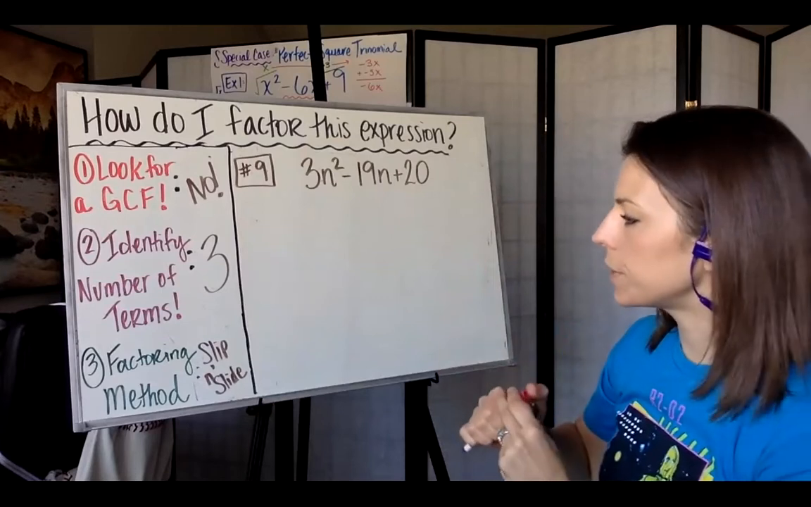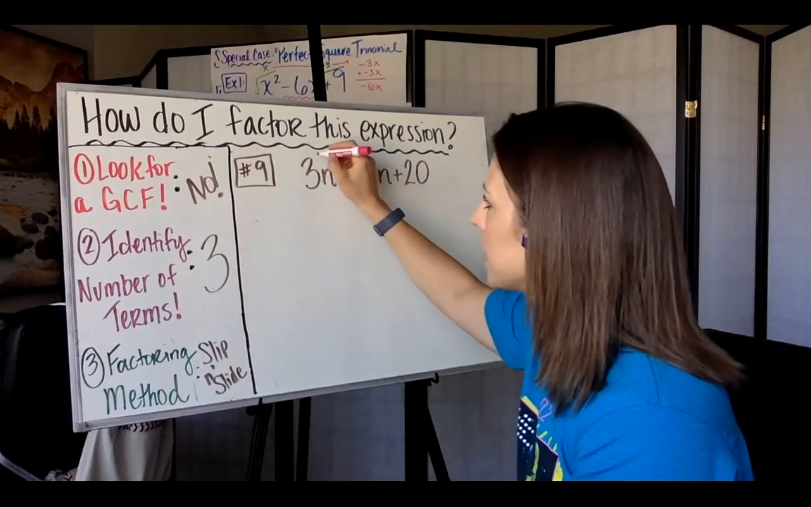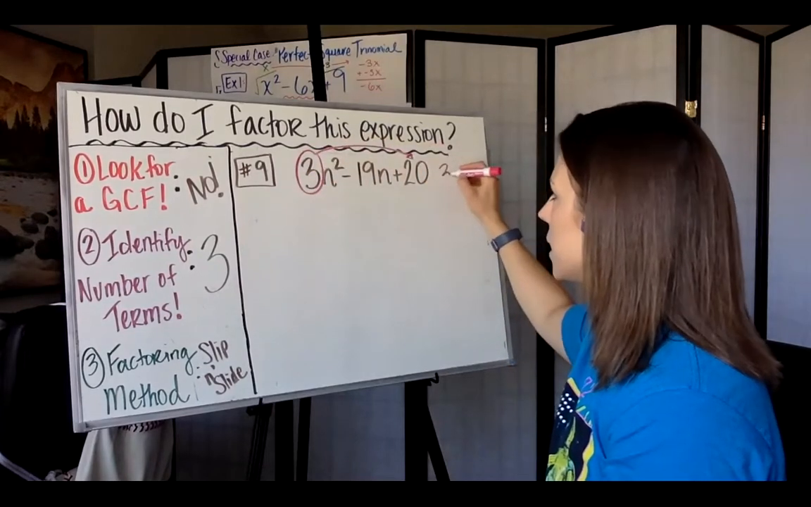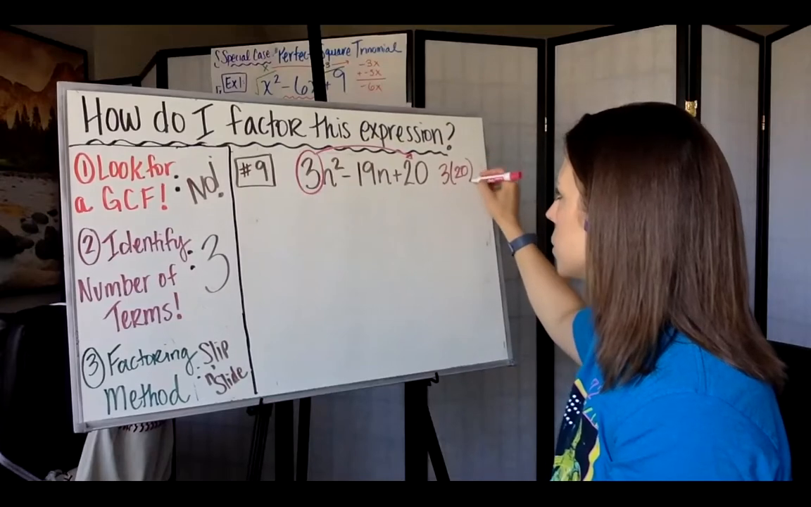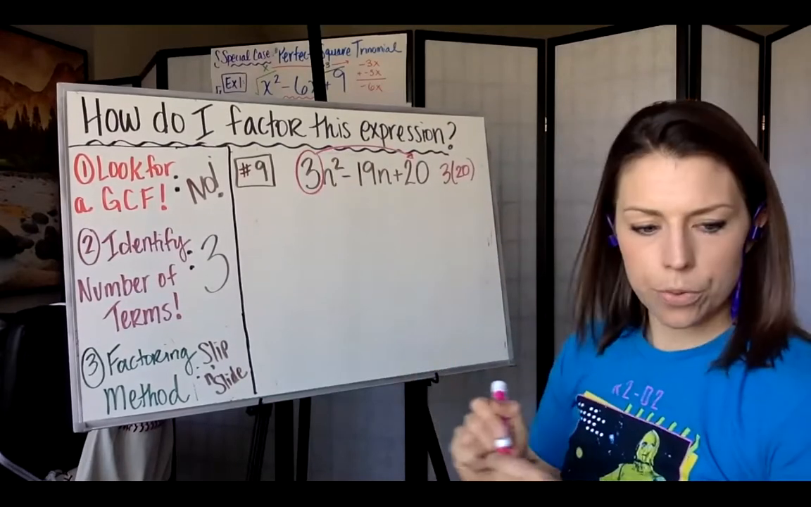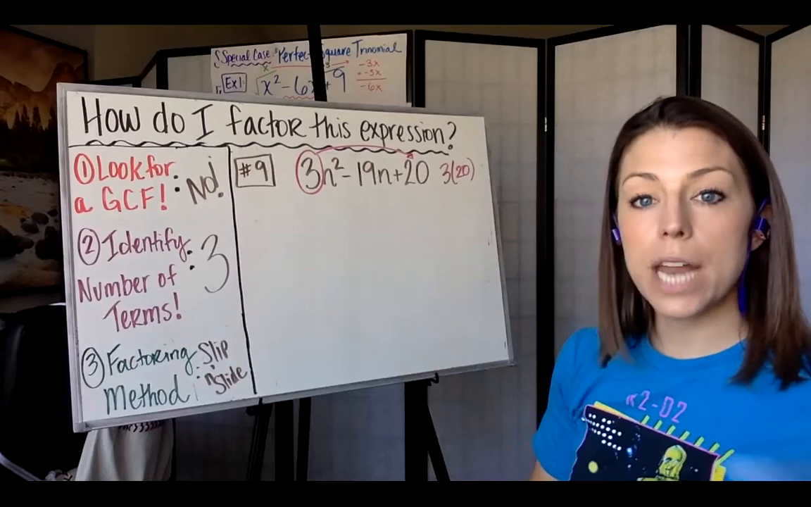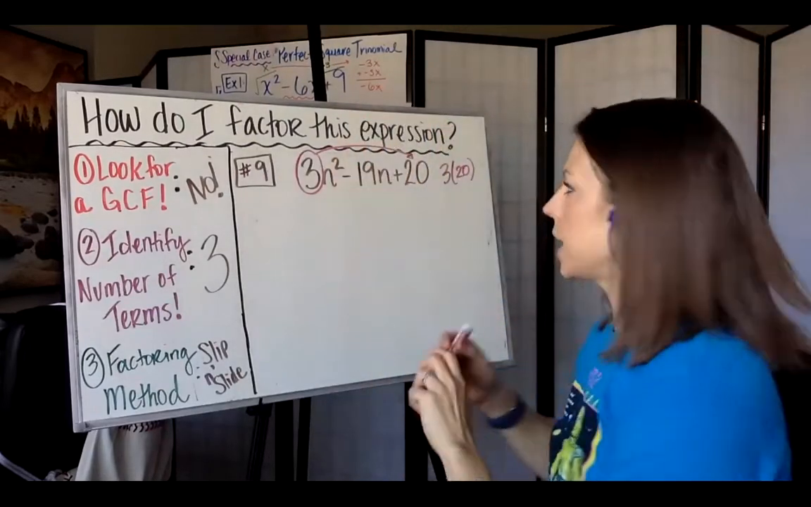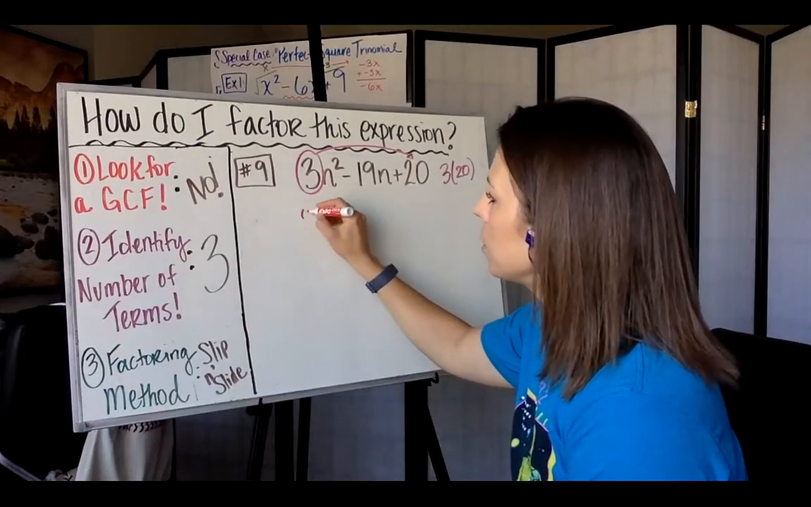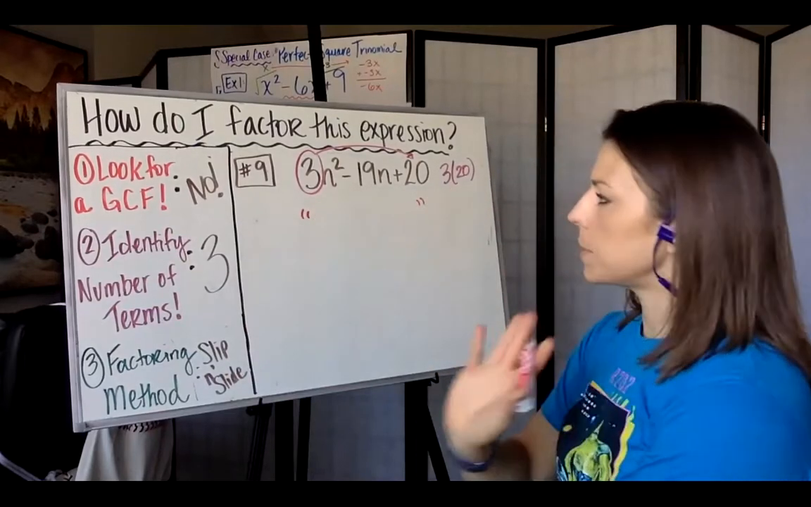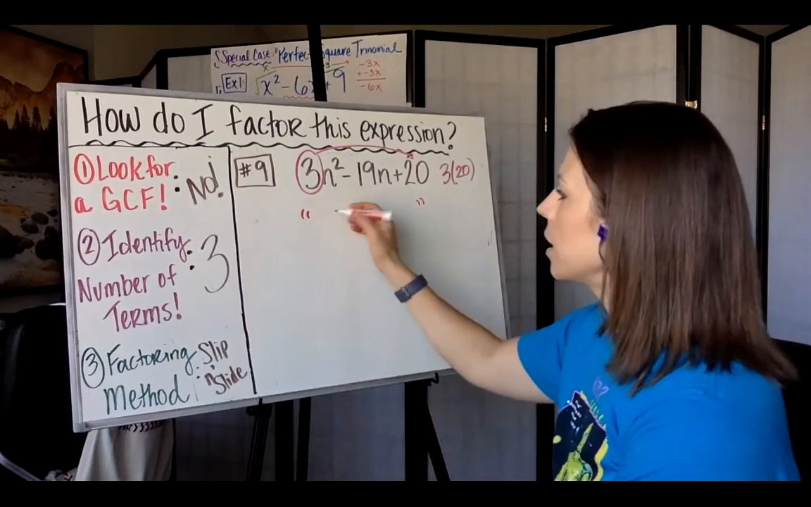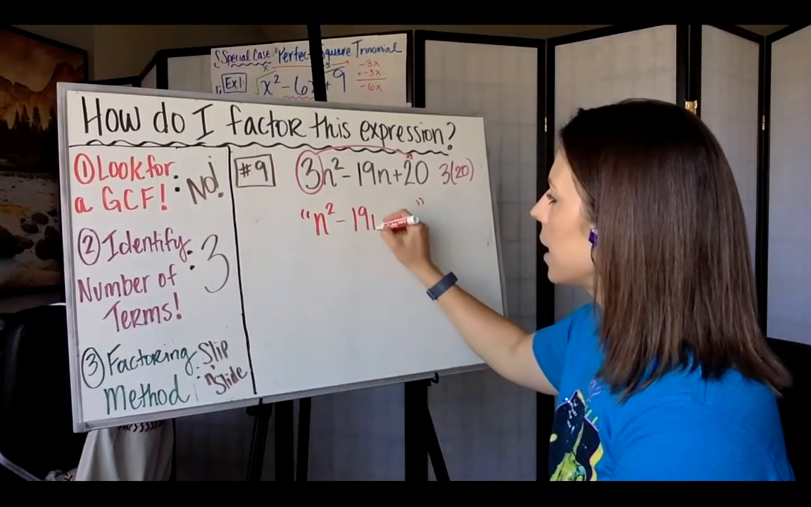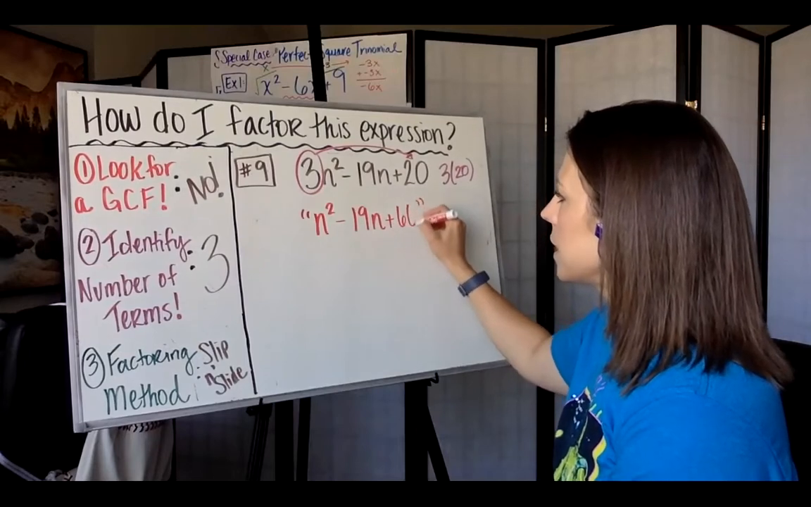If you remember, the first step of slip and slide is flip. I'm going to take the 3, the leading coefficient, and flip it down to the end and multiply. 3 times 20 is 60. So now I'm working in this alternate universe of slip and slide. I'd like to put my new trinomial in quotations because it's not the same trinomial. Once I slipped the 3 down, my trinomial became n squared minus 19n plus 60.